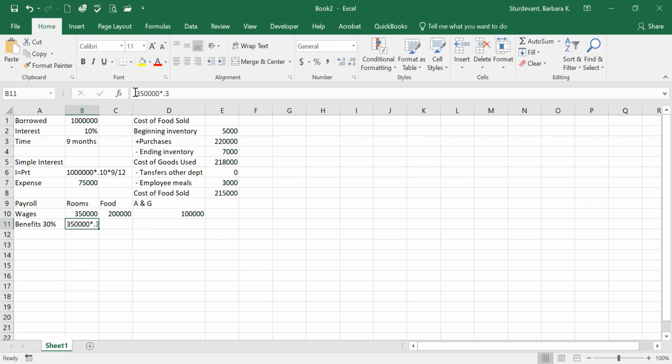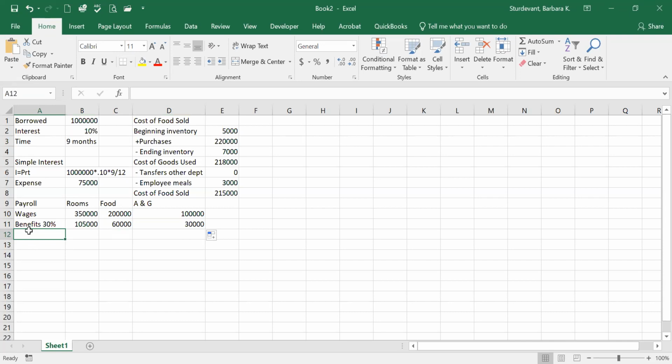So I'm going to take this and I'm going to multiply by 0.3. If I do that, if you use Excel at all, then you can copy the formula. That you're going to do for every single problem.